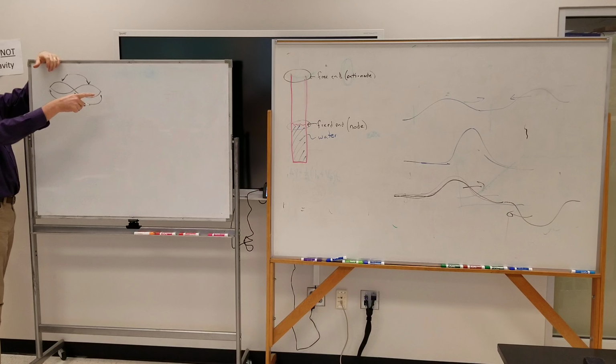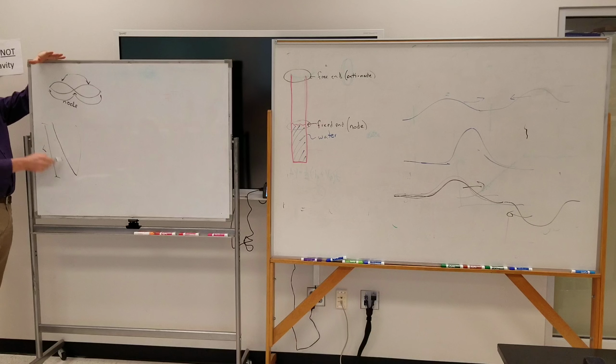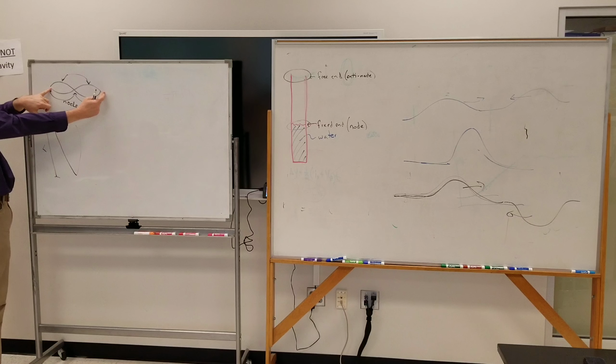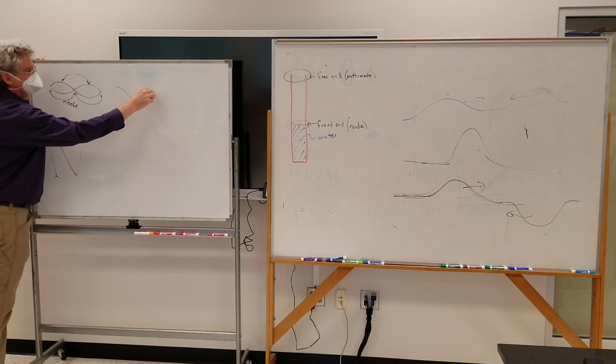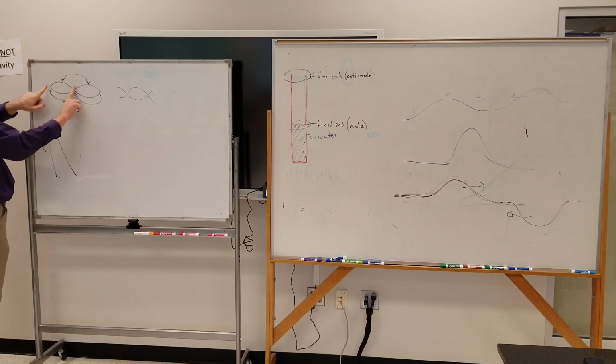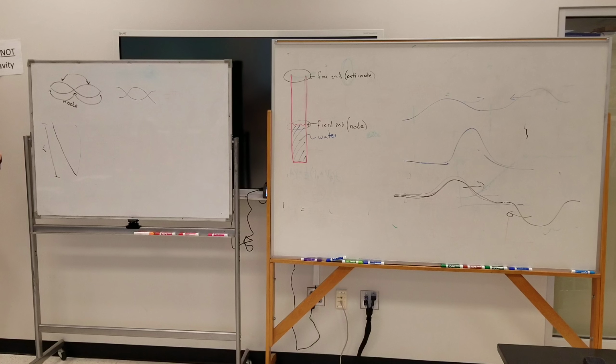So the simplest pattern here would be something like that. This is some length L. I have a node, I have an antinode. Well, how many waves is that? One? No, it's half of one. One would look like that, or potentially that's also one wave. Half of one would look like that or that.